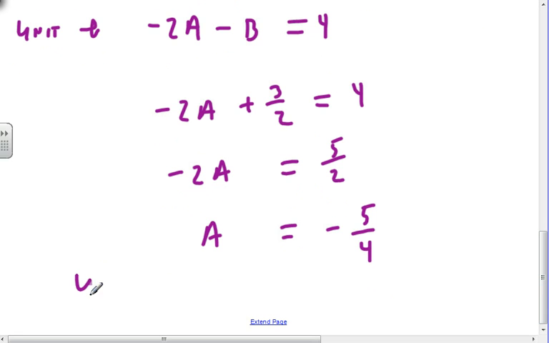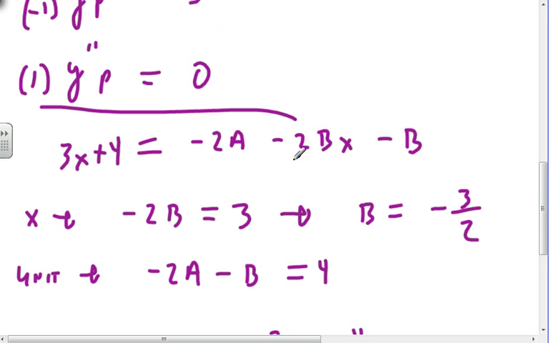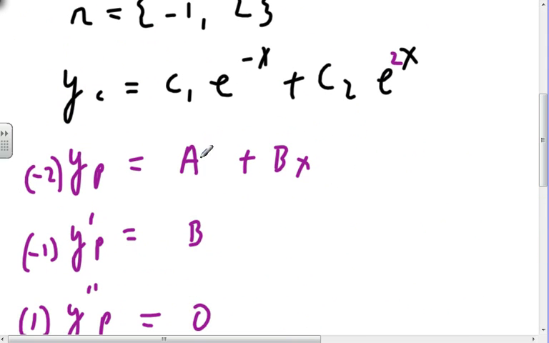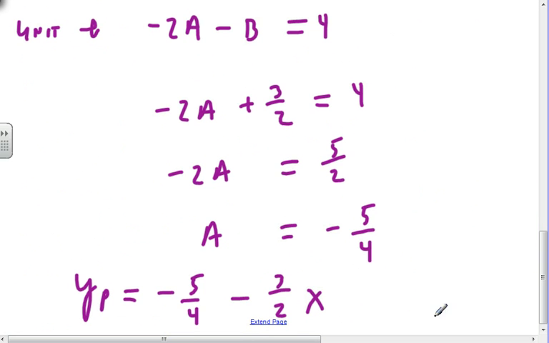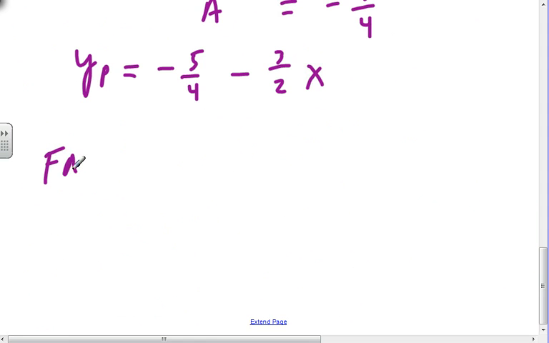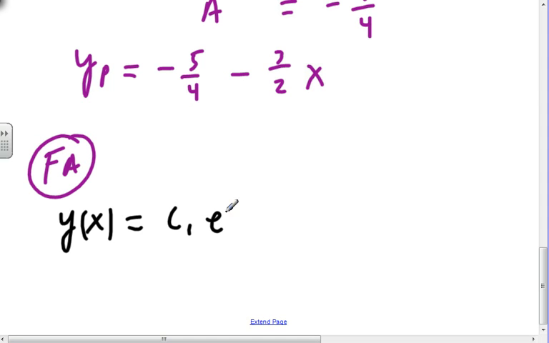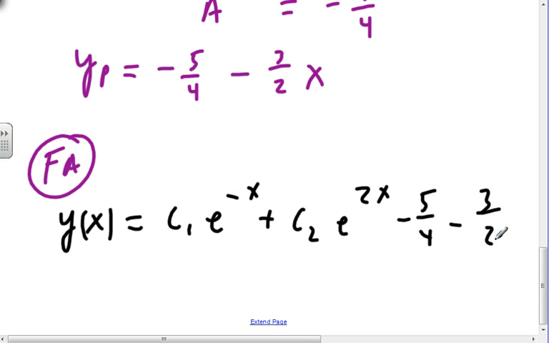Okay, so now my y sub p becomes minus 5 over 4 minus 3 over 2 x. So I put the a and b back into the original equation, wherever that was. So the a is there, plus bx. Now I've got my final answer. Y of x equals c1 e to the minus x plus c2 e to the 2x minus 5 over 4 minus 3 over 2 x.